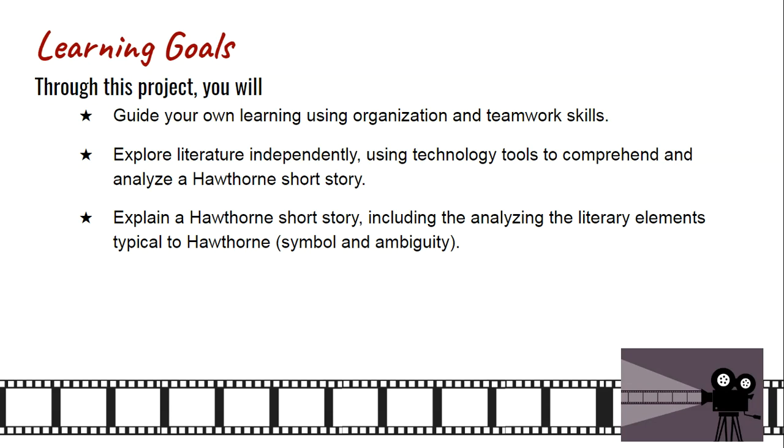And then you will explain a Hawthorne short story, including the elements of literature that Hawthorne likes to use highly. So symbol and ambiguity are up there, and we'll talk about ambiguity in just a little bit. You also, in this project, are going to get a chance to make videos. So you'll be using technology, specifically trying to use it on purpose for clear and engaging, attention-getting communication.